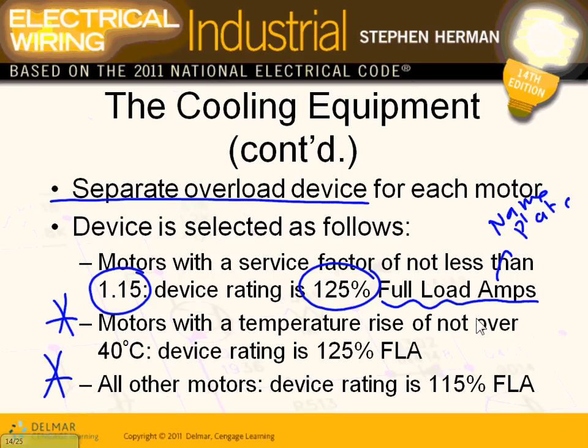If your temperature rise is not over 40, or the service factor is 1.15 or larger, then you use 125. All other options use 115. That's directly from Article 430 for motors. HVAC equipment has its own control, overload protected by the manufacturer. They use almost the same rules. Any question about the overload?